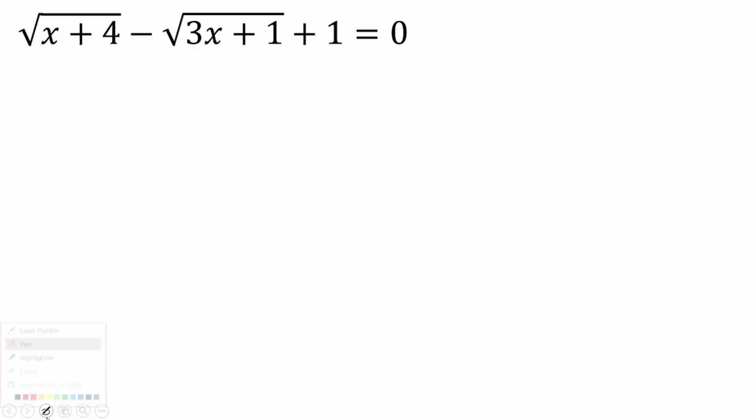Okay, so I've got an example problem over here. This is an irrational equation. Before we get to solving this, it's important to understand what are equivalent and non-equivalent changes of an equation.